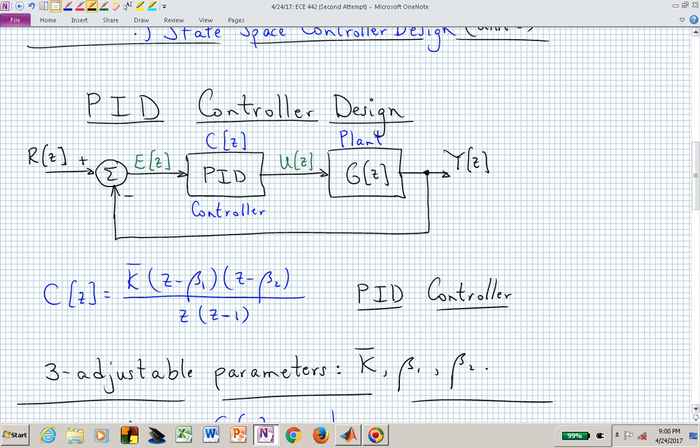But as you can see in this PID controller, and like we talked about in the last lecture where we developed this structure, the flexible parameters in this controller design are in the numerator expression. We can select beta 1 and beta 2. Those are our two zeros. Those zeros could be either real or they could be complex conjugates of each other. And we then have the gain k bar to select once we've positioned our zeros beta 1 and beta sub 2.